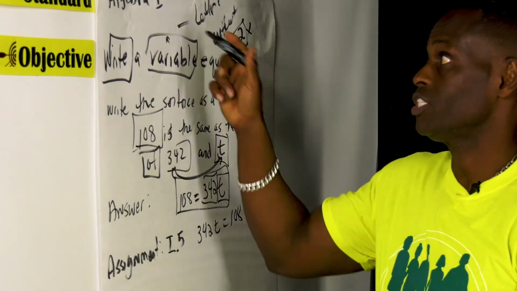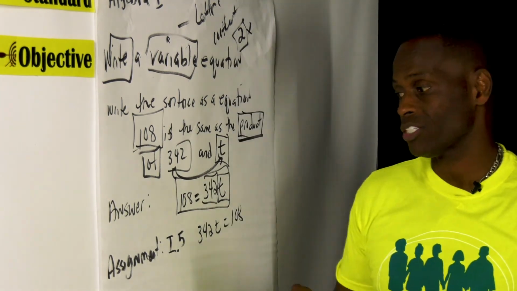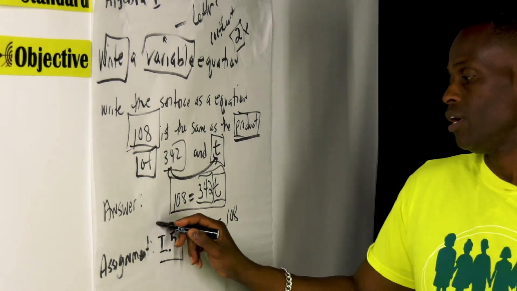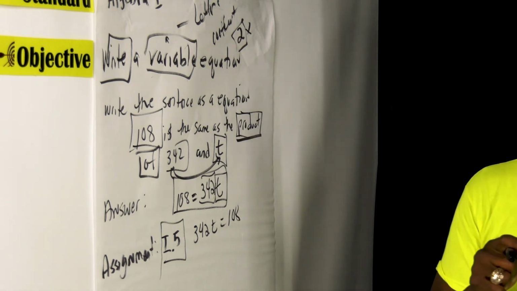So I'm Mr. McDaniel, the standard here is Algebra 1. When you go in to practice the lesson, you're going into Excel, you're going to go to I5 under Algebra 1.